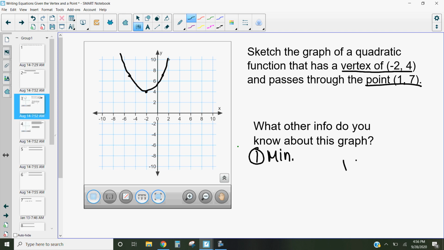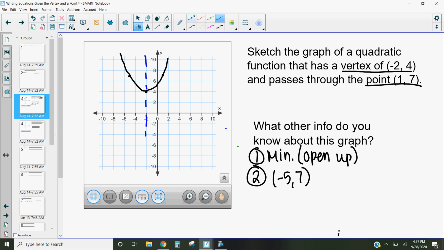So the other information that I know is that it opens up. That's the minimum, right? It opens up. And I also know that it includes that other point of -5, 7, because remember, it's going to be symmetric about x equals -2. So it's symmetric about x equals -2. That's where our axis of symmetry is. So whatever happens on one side, it's going to happen on the other.